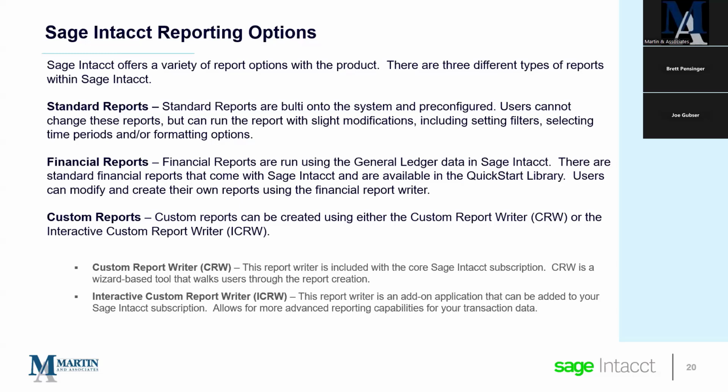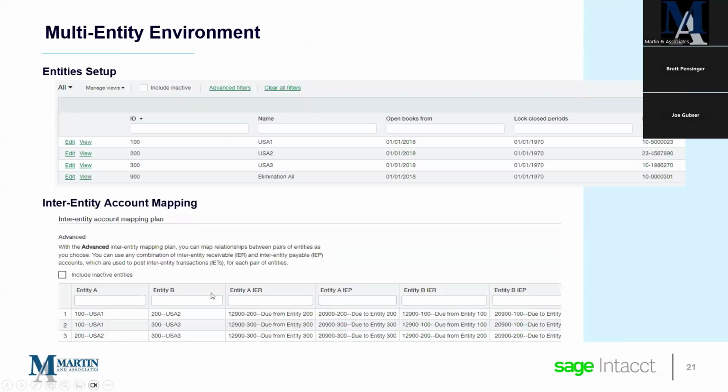The custom report writer is included in the core Sage Intacct subscription and is a wizard-based tool that walks users through the creation of a report. The interactive custom report writer, or the ICRW as they call it, is a report writer that is an add-on application if you wanted to add it to your subscription. And it allows for some more advanced reporting capabilities for your transactional data. If the need arises for you to get into more advanced reporting, you can add the ICRW to your subscription and write those reports.